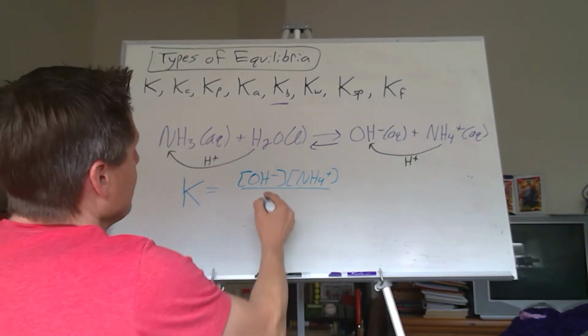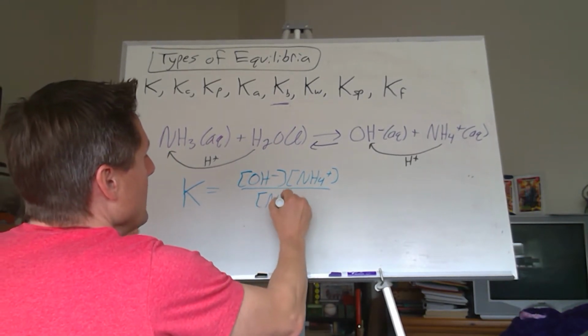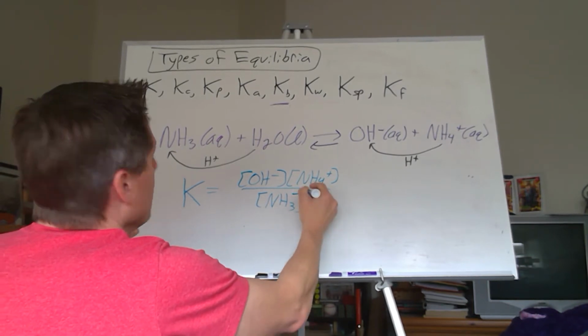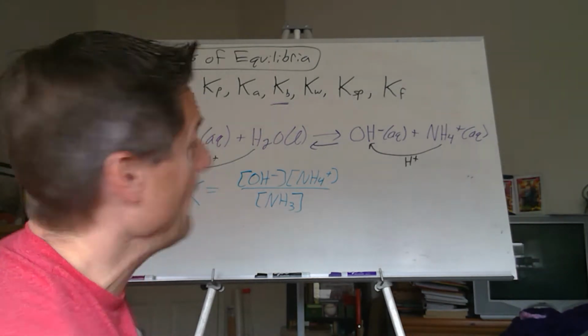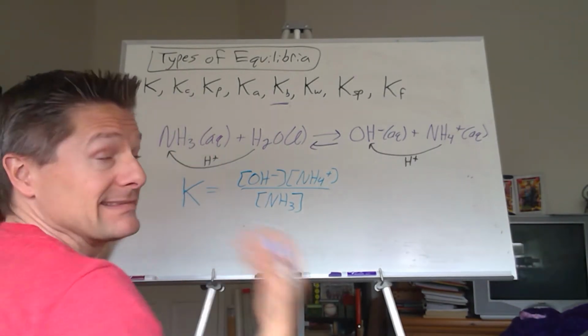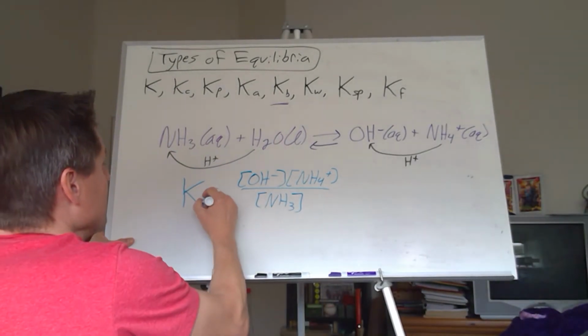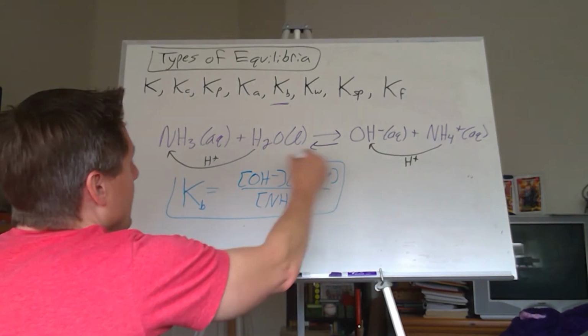Let's take our reactants on the bottom. Let's take our ammonia, raised to the power of 1. And we don't include the water again because that's a condensed phase. So this will be, and we could say that's generically K or Kc, but specifically, that is a weak base.